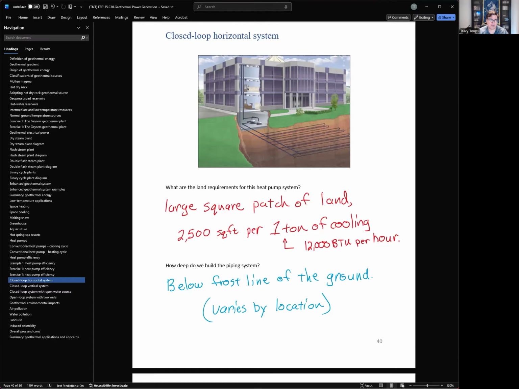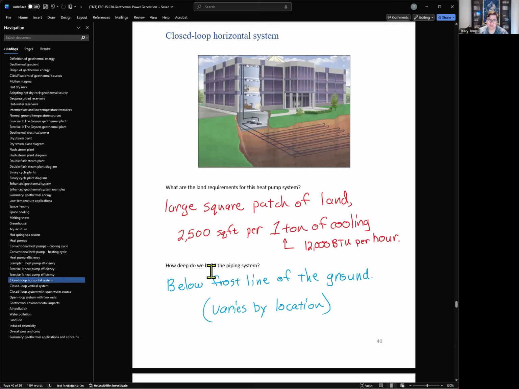So let's say you have a pretty big 2,000 square foot house, you would at least need a 2-ton system. If you're going to use this type of closed loop horizontal system, you're going to need 2 tons of cooling, so you're going to need 5,000 square feet of land to put these pipes on. That's a pretty big backyard, right? And then you'll have enough for your house.